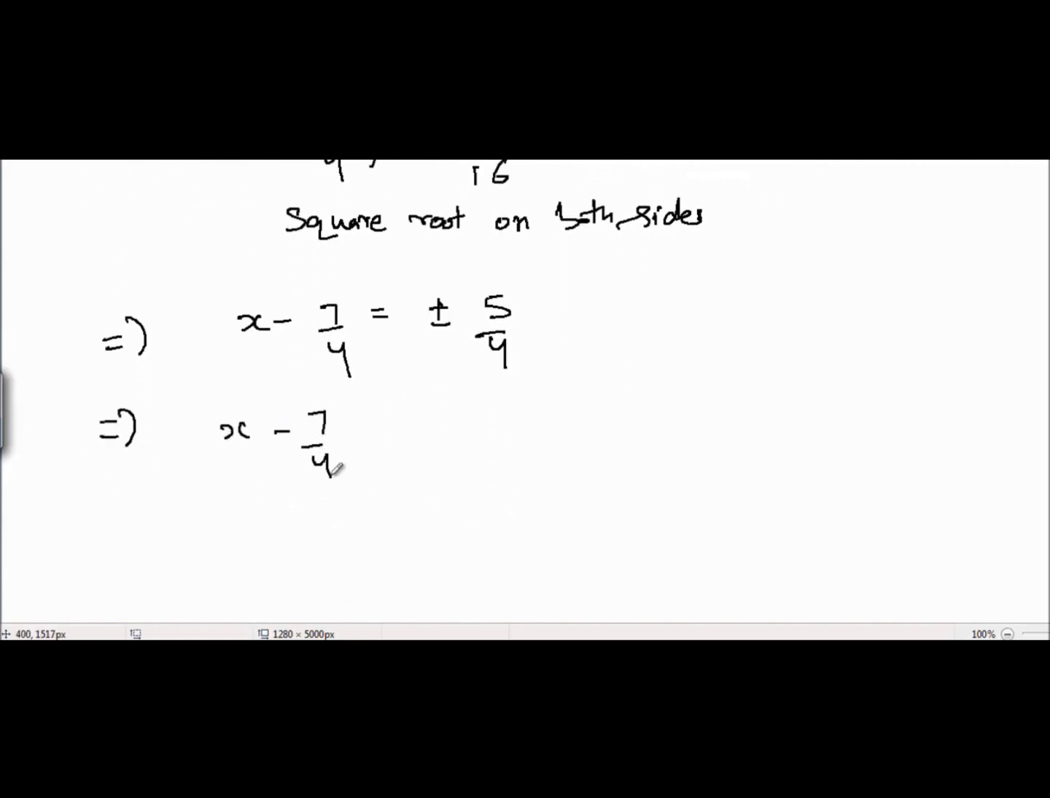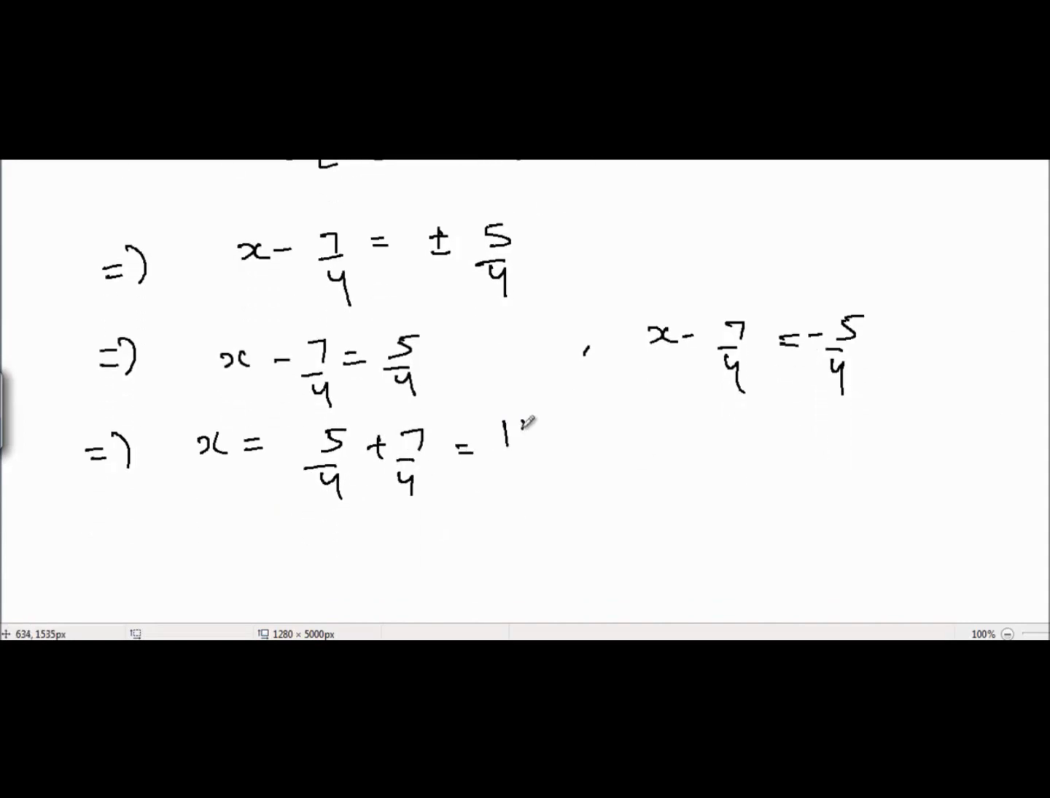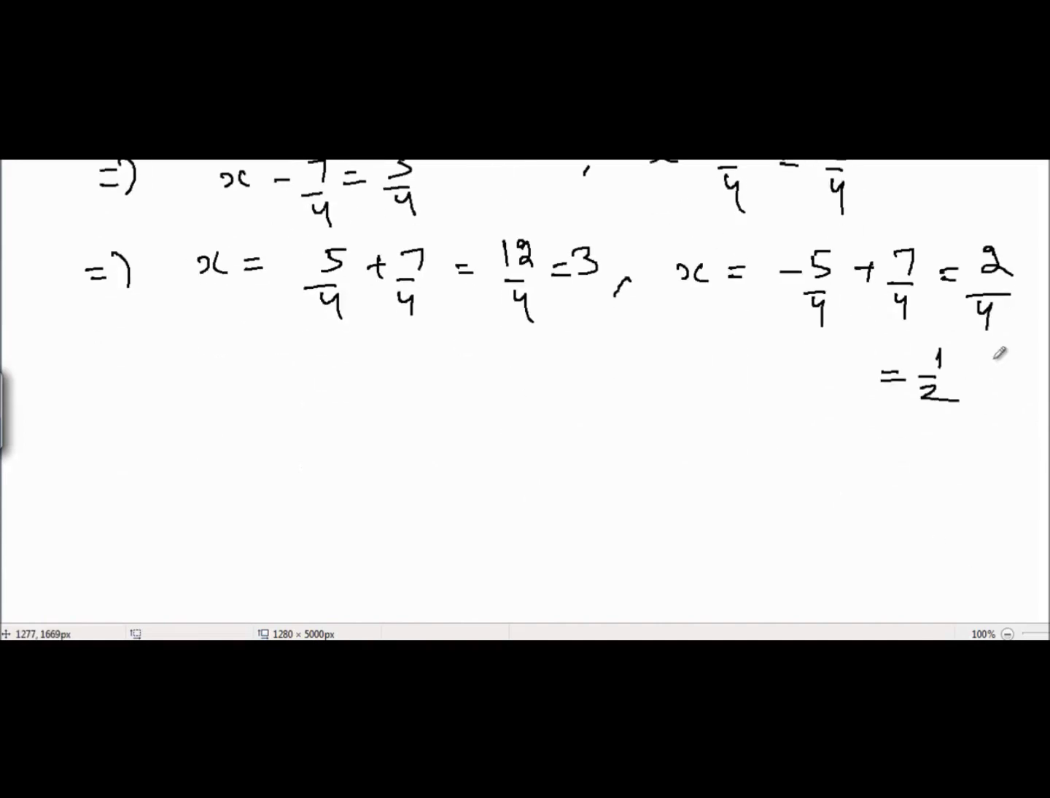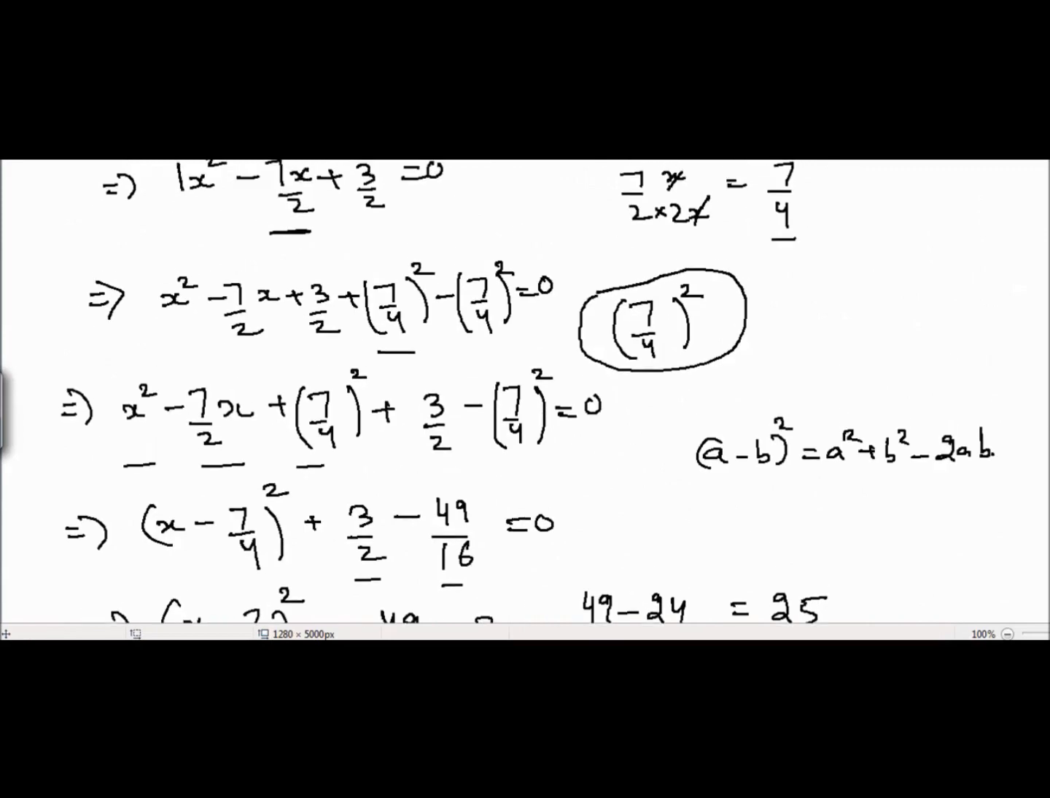So this implies we have x − 7/4 = 5/4. Also we have x − 7/4 = −5/4. So from here we get x = 5/4 + 7/4 = 12/4 = 3, and from here we get x = −5/4 + 7/4 = 2/4 = 1/2. So the values of x are 1/2 and 3. This is the solution of this given quadratic equation by the method of completing the square.